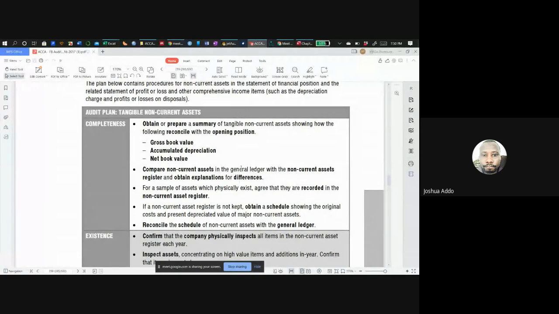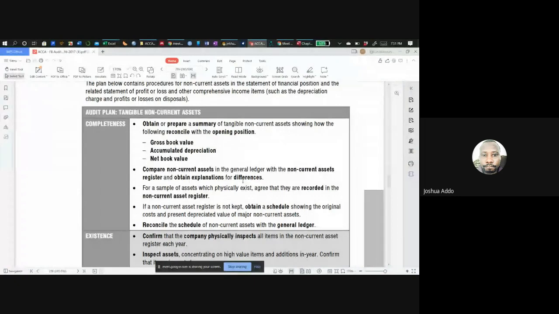So compare non-current assets in the general ledger with the non-current asset register. The non-current assets as they have them in the accounts, against the book in which they record all assets they buy. There should be an agreement. If there's no agreement, obtain explanations for differences, and the explanation will give you evidence as to whether things are complete or not. For a sample of assets which physically exist, agree that they are recorded in the non-current asset register. That's a measure of completeness. If an asset actually exists but they have not captured it in the asset register, it is most likely not going to be reflected in the final accounts, and that will not mean completeness of recordings.